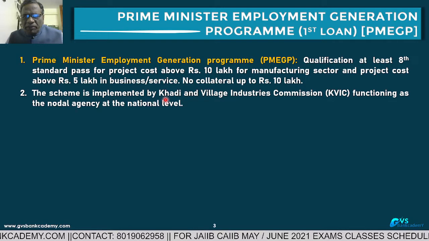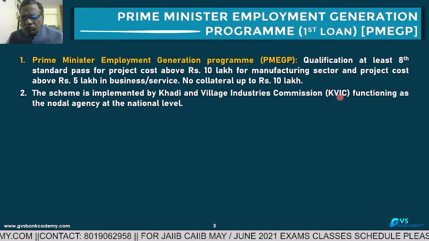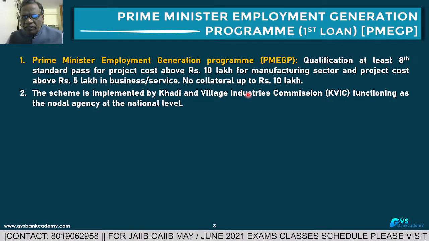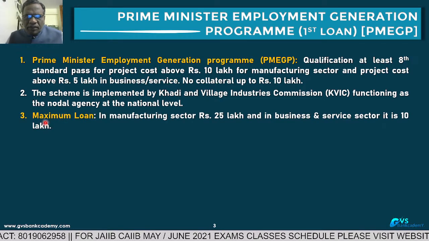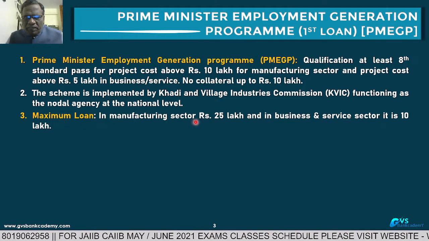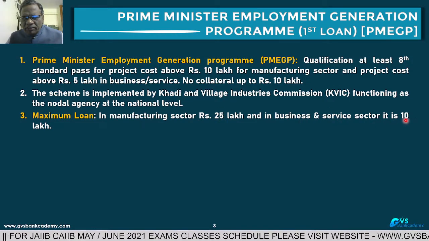This scheme is implemented through KVIC, Khadi and Village Industries Commission. This question is also asked: the implementing agency is Khadi and Village Industries Commission. Point number 3, maximum loan for the manufacturing sector is 25 lakhs that we can give under this scheme, and for the business and service sector, 10 lakhs.